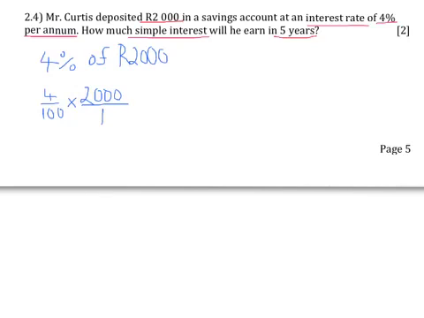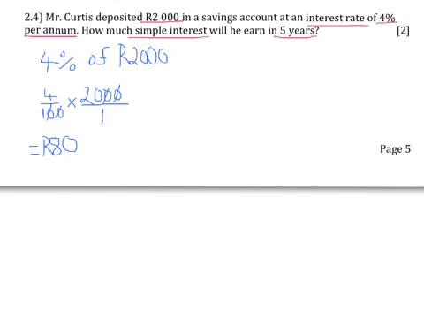This cross cancelling is quite straightforward. We can just cancel the zeros, so 2 for 2, and we're basically left with, on the numerator, 4 times 20, that is 80, and the bottom is just 1 times 1, which is 1, so we just leave that as 80. So we're actually earning 80 Rand per annum.